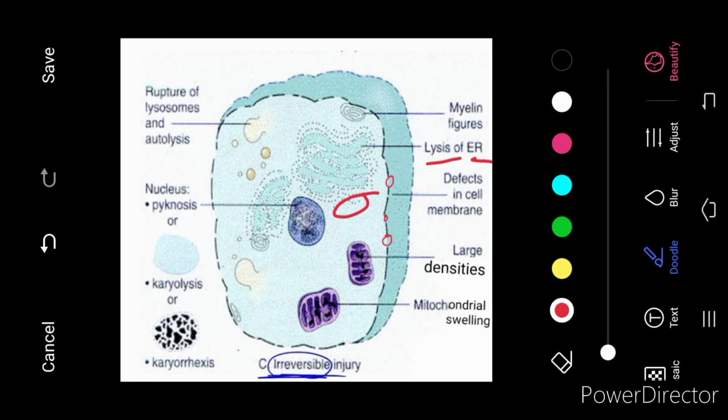Third point was ribosome, which was dispersed. And now let's see the fourth point, that is mitochondria. So here we can see that there are large amorphous densities present in mitochondria, and swelling has also occurred. Fifth point is lysosome. So here rupture of lysosomes and autolysis has occurred.